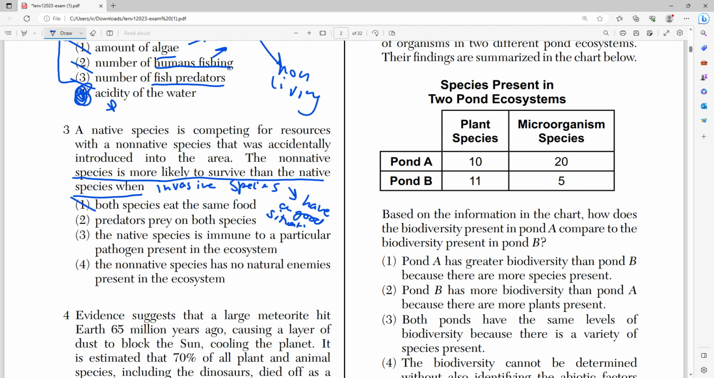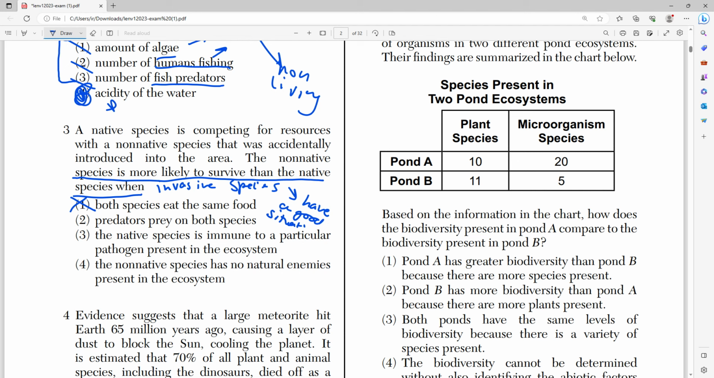So number 1, automatically we can cross off. When both species eat the same food, that means that they're competing with another species to get food. Whenever there's competition, one species is going to get less food than the other. That opens up the chance that that invasive species will get less food, less energy, and it's not prospering, right?